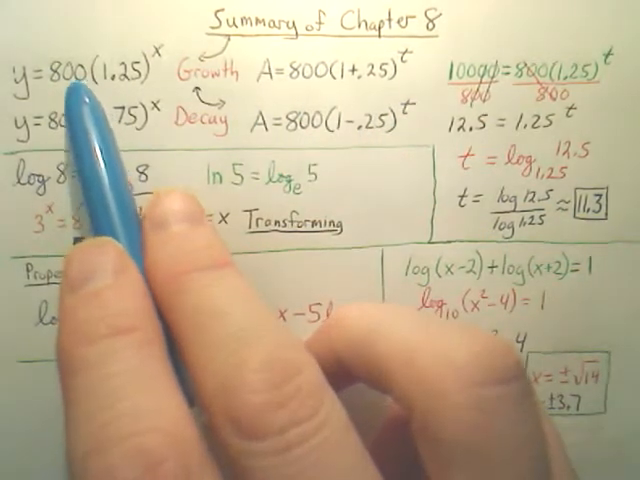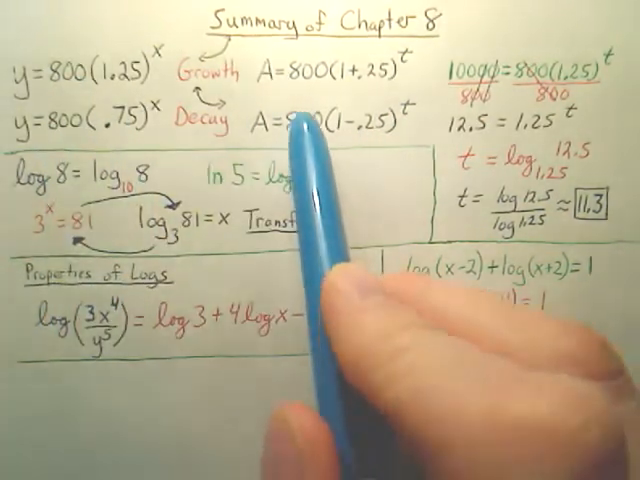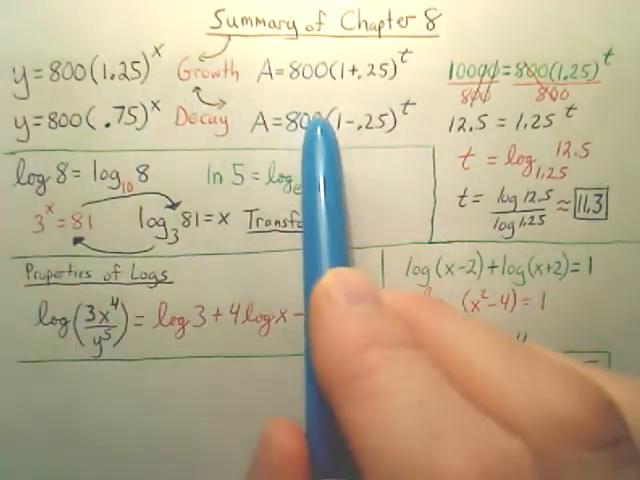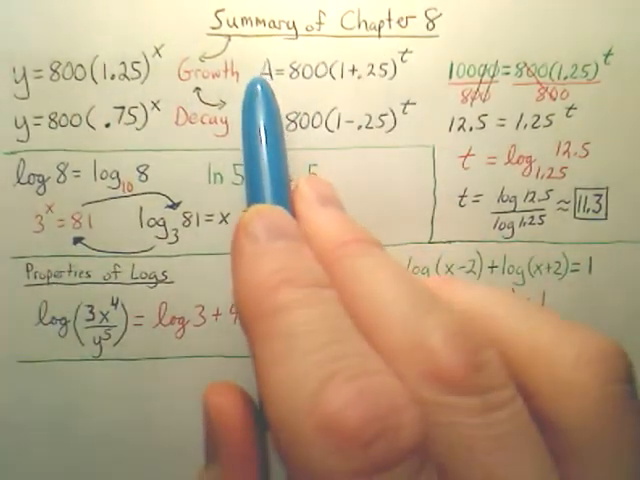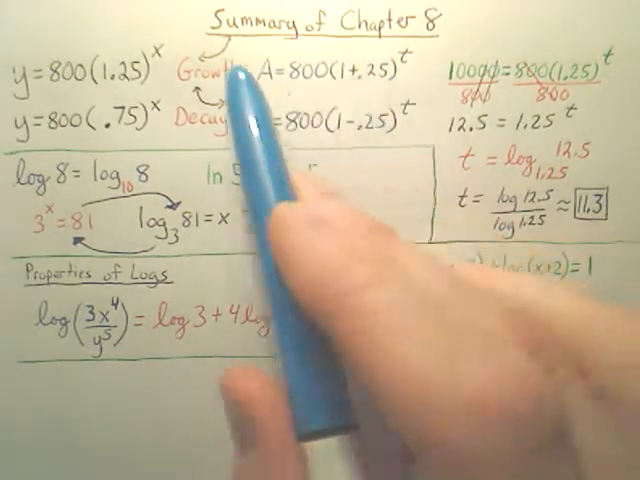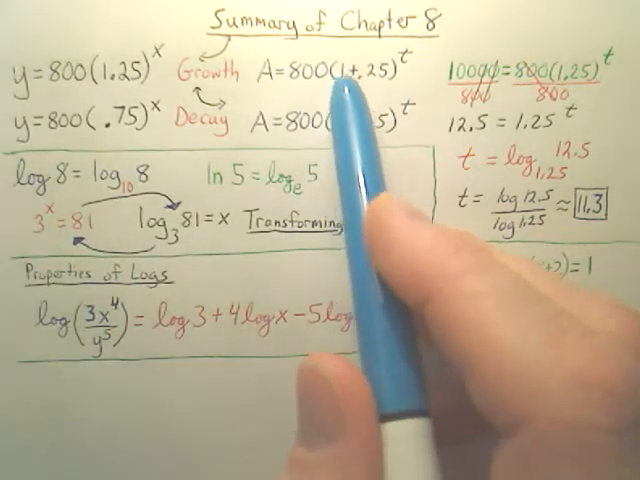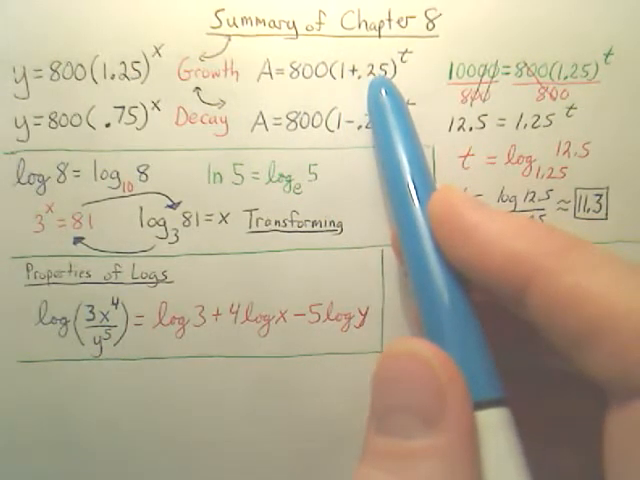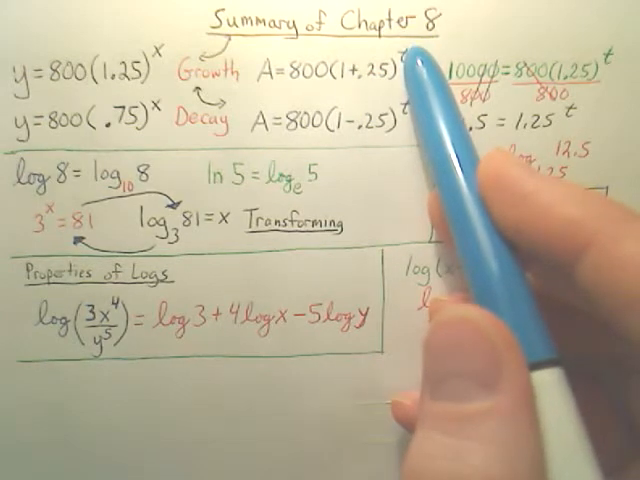is the same as this. This is the same as this. It's just I have different letters. But it's basically the same exact thing. A stands for your final amount. P is 800, your initial amount. Instead of 1.25, I did it as 1 plus 0.25. So my interest rate is 25%. T is number of years.